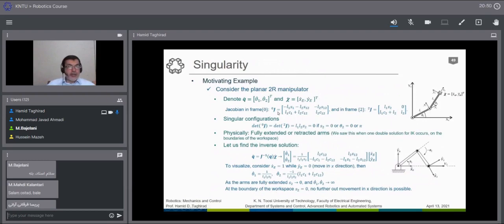We have found the Jacobian in two frames. The Jacobian in frame 0 was a bit involved. It has sine of theta 1 and theta 1 plus 2 inside it.